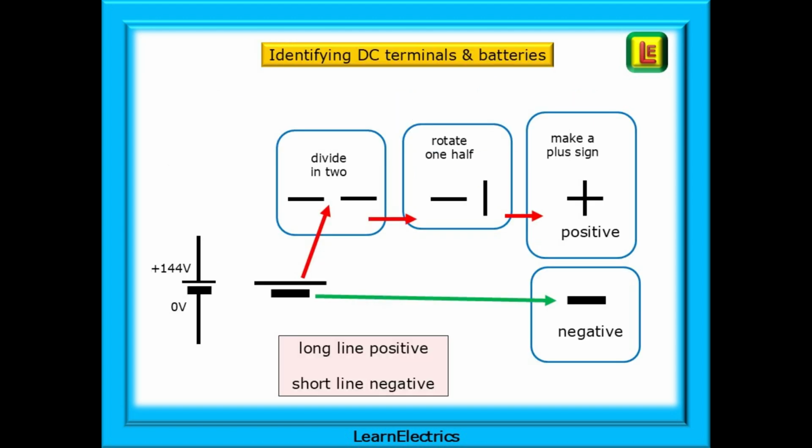Something else that I'm often asked: how do I identify the positive and negative terminals of a DC supply, a battery for example? I always forget. It's easy. 2 lines, a long one and a short one. Take the longer line and divide it into 2 separate half lines, and now if we rotate one of the half lines, we can make a plus sign, plus for the positive terminal. The shorter line is unaltered and looks like a negative sign, so that is the negative terminal. It's worked as a memory jogger for me for nearly 50 years. Let's hope it works for you.